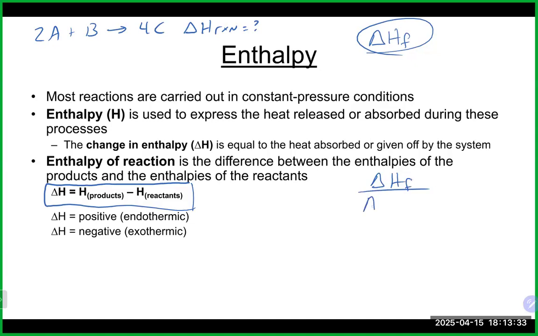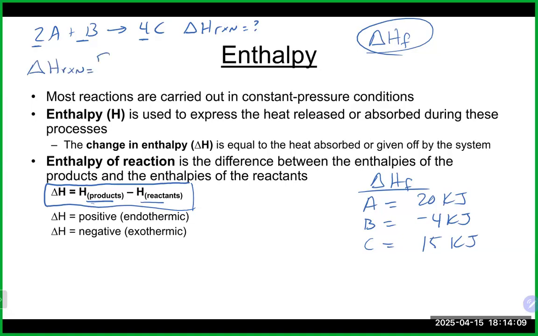So A will be 20 kilojoules, B will be -4 kilojoules, and C will be, why not, 15 kilojoules. Now, when we go to calculate this, it is also important that you take into account the coefficients in the equation when you're calculating these, and it does matter in this case. So we would do our products minus our reactants. And basically what we would do is take our delta H of our reaction.